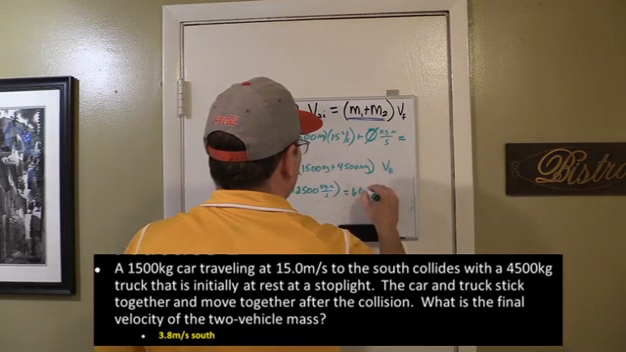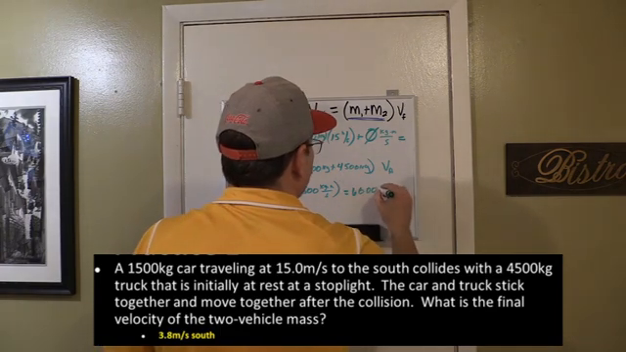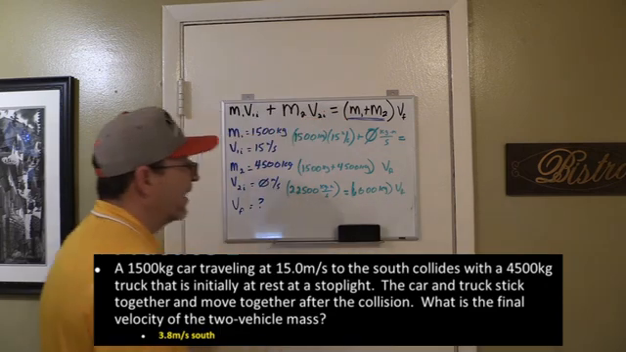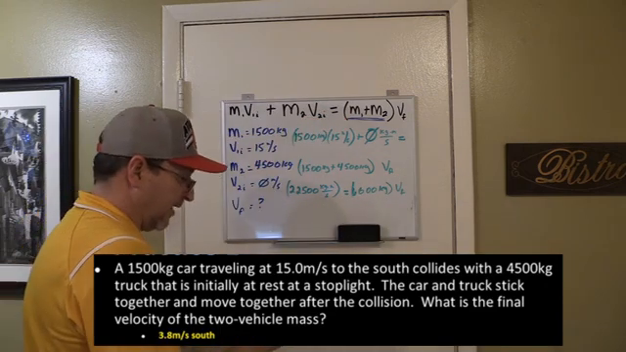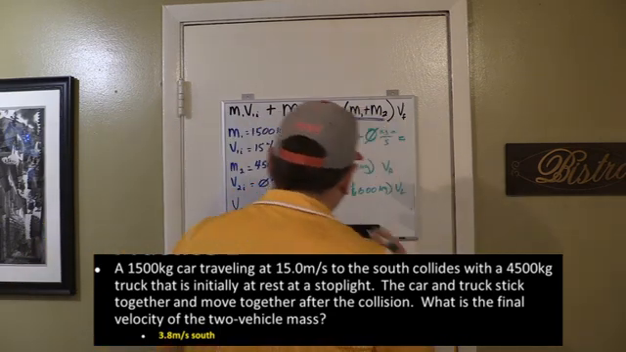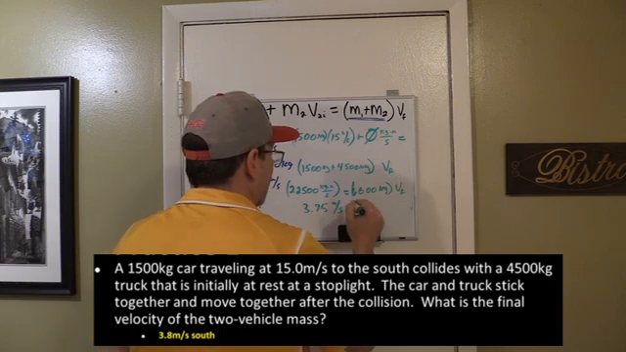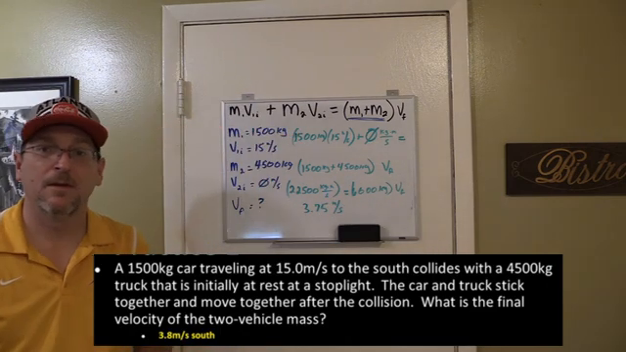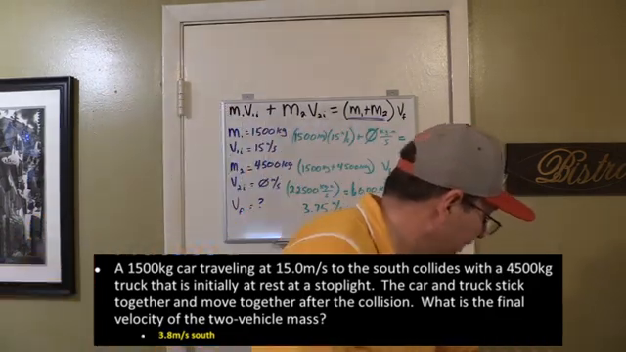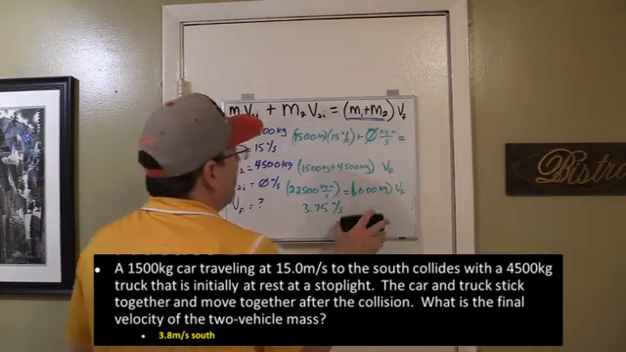6,000 kilograms times velocity final. Now I just got to divide it through by 6,000, and I get 3.75 meters per second. Okay? All right. Let's try the second one. Let me get rid of all this.